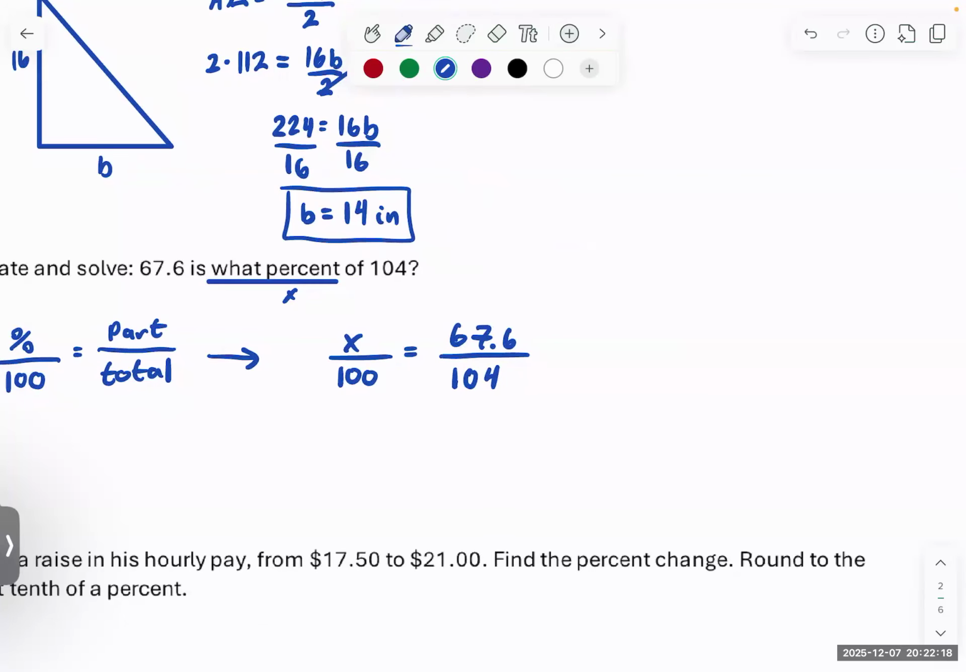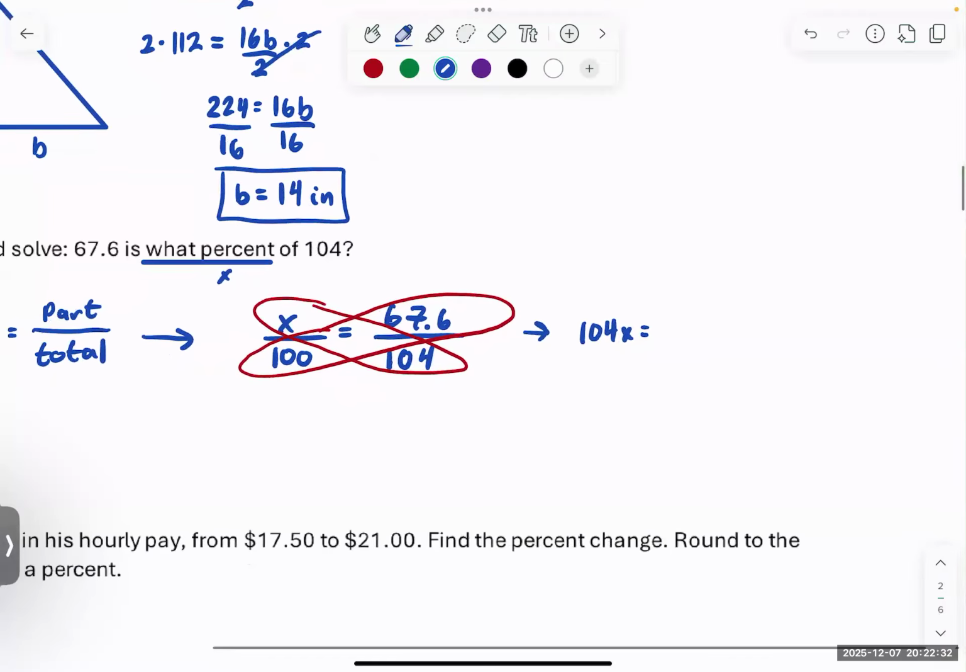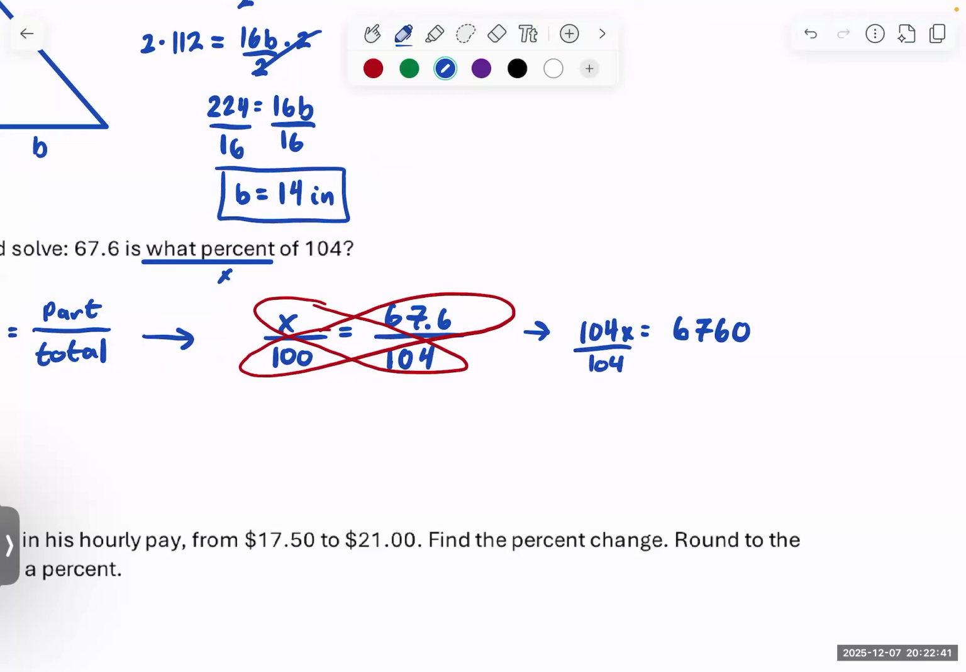So from here, to solve this, you have to cross multiply. x times 104 is 104x equals 67.6 times 100, which is 6,760. Divide both sides by 104 to get x alone. And in the calculator, it is going to be 65%. That's your answer.